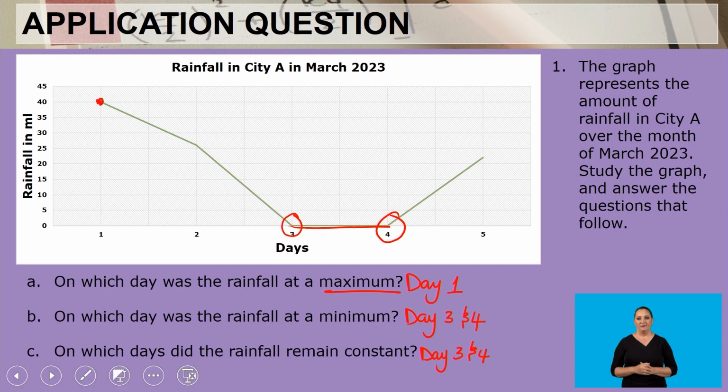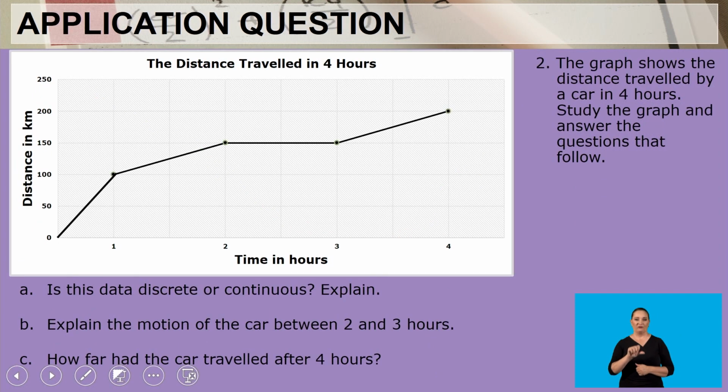Let's move on to our next question. Now, our next question says, the graph shows the distance traveled by a car in 4 hours. Study the graph and answer the questions that follow. So we are looking at the graph here representing the distance traveled by a car in 4 hours. We can see that the distance is represented in the vertical values, and the time in hours is represented by the horizontal values in this graph. So let's look at the questions.